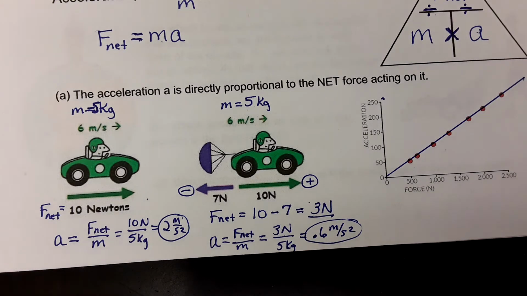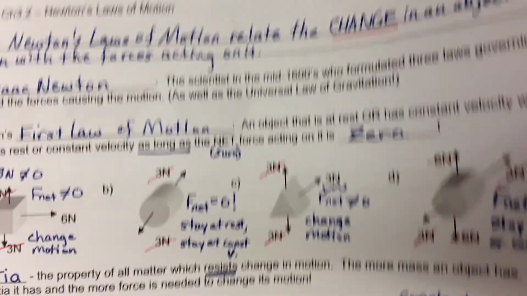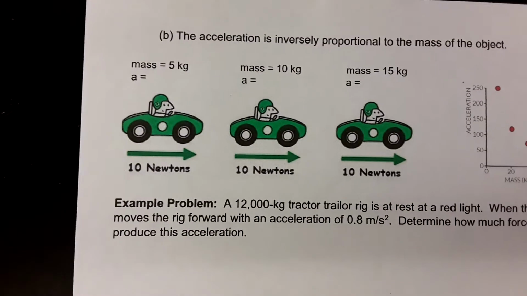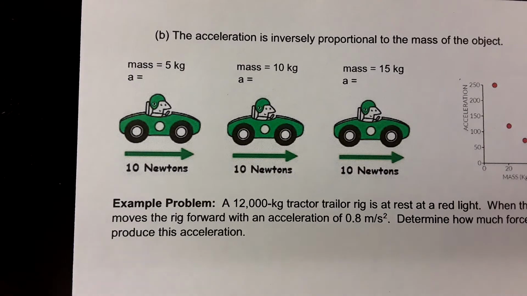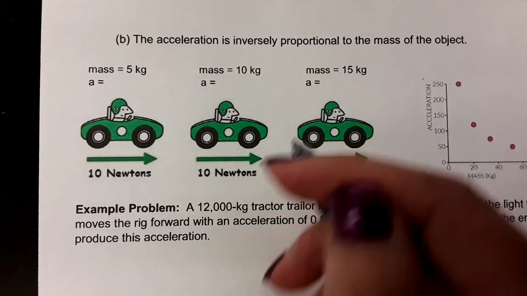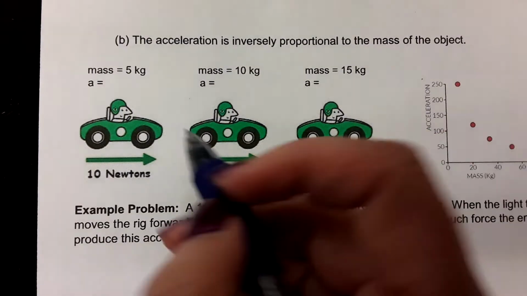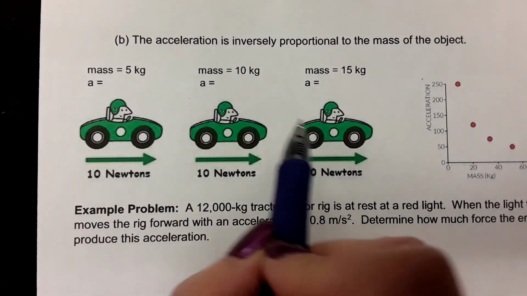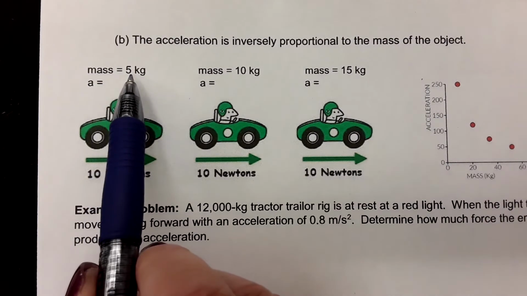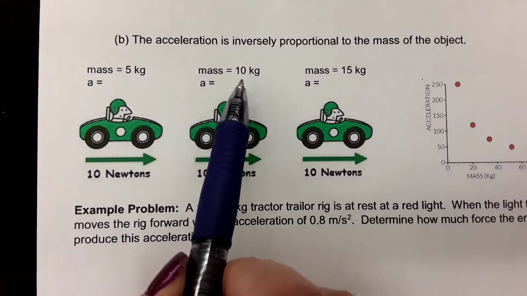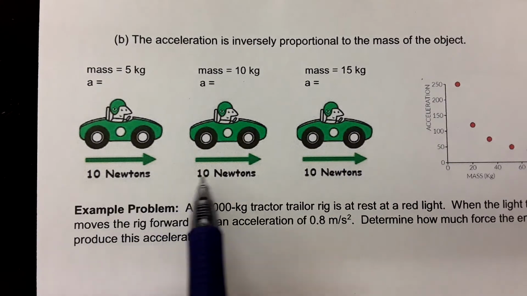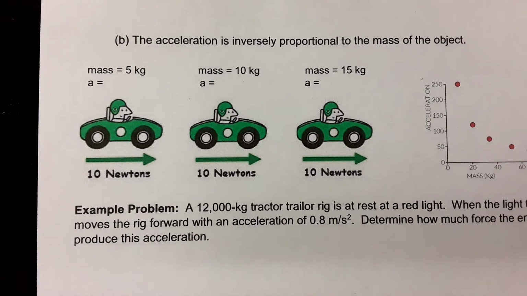Okay? All right, now let's look at what happens if we see how mass affects the acceleration. How does mass affect the acceleration? Well, here I have 3 cars, but they're not the same mass this time. The little toy car here has only 5 kilograms of mass. This one 10, this one 15. But we have the same amount of force exerted on each one.